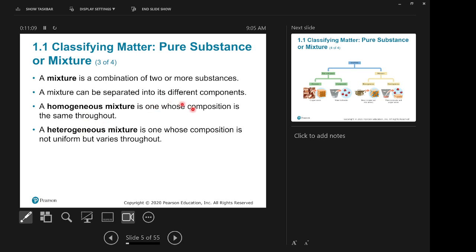Okay, then we have homogeneous mixtures. This is one whose composition is the same throughout. So if you look at it and you can't tell the difference from one part to the next, that's going to be a homogeneous mixture. For example, your desk's lining on the outside is a homogeneous mixture. The board up there is actually a homogeneous mixture that's been written on, so there's other junk on it.